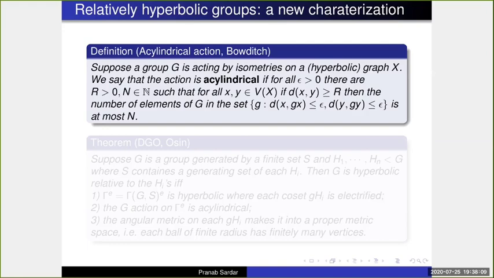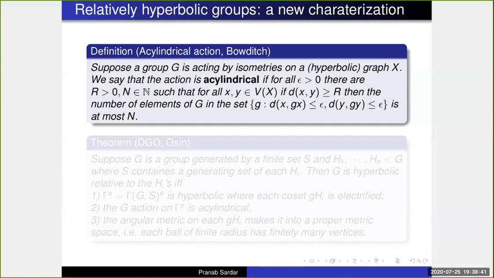Suppose the group G is acting by isometries on some hyperbolic graph. Then we say that the action is acylindrical if for every epsilon positive there are positive constants R and N such that if two vertices x, y are given and they are far apart, distance of x, y bigger than or equal to R, then the number of group elements g such that distance of x and gx is less than or equal to epsilon, and distance of y and gy is less than or equal to epsilon, is at most N.